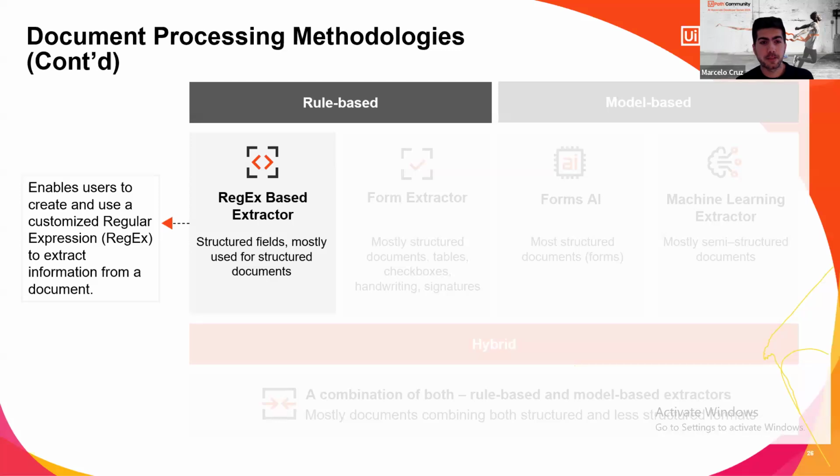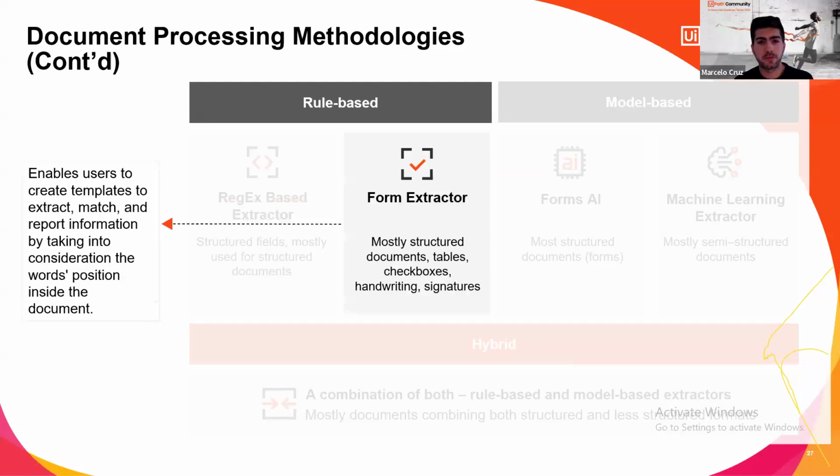So the regex-based extractor is ideal to extract structured fields that have a specific pattern. So data like emails, phone numbers, identification numbers, and dates, for example. A piece of data that has a clear and unique pattern. So we can create regular expressions to find this piece of data in the document text and extract it accordingly.